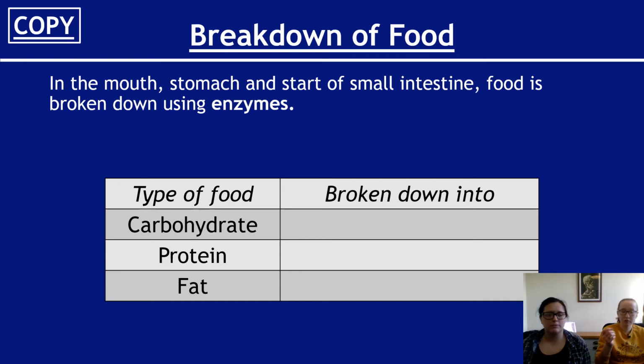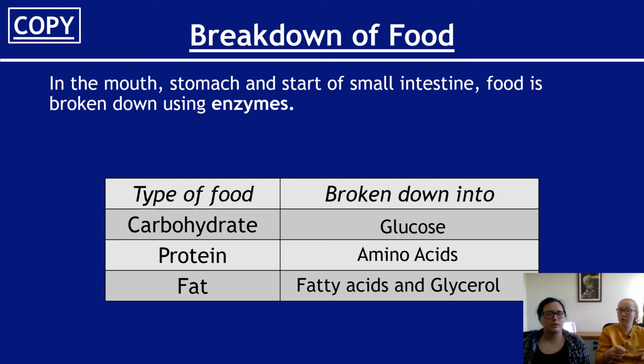The things you need to know is these 3 types of food here: carbohydrates, proteins, and fats. You need to know what they are broken down into, but you should kind of know these already, maybe not the bottom one, but you should know carbohydrates are broken down into glucose. Like we said, we looked at it when we talked about insulin, we talked about it a bit in respiration as well, we talk about glucose a lot.